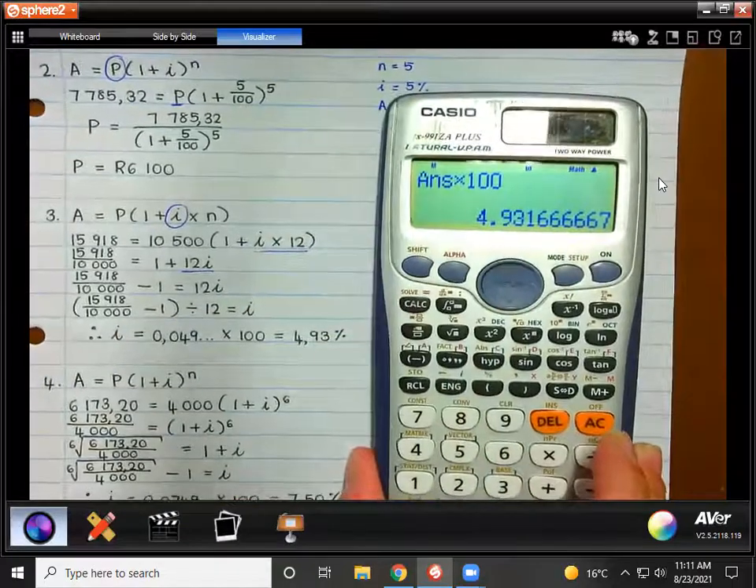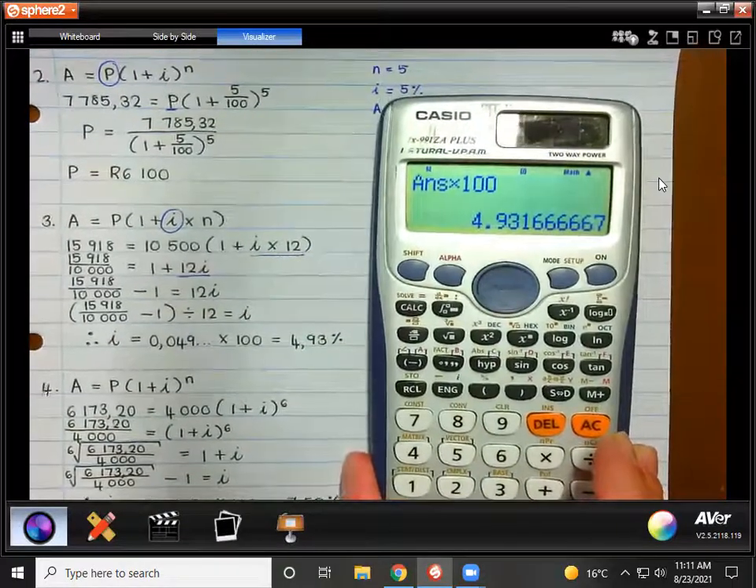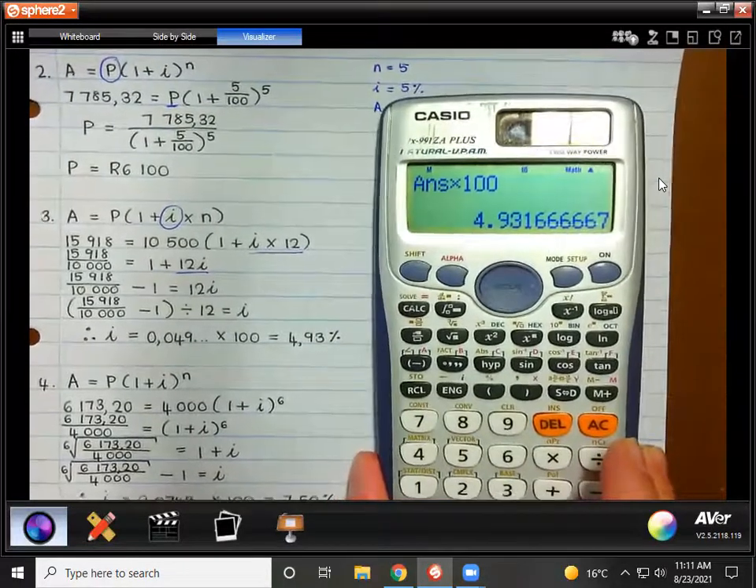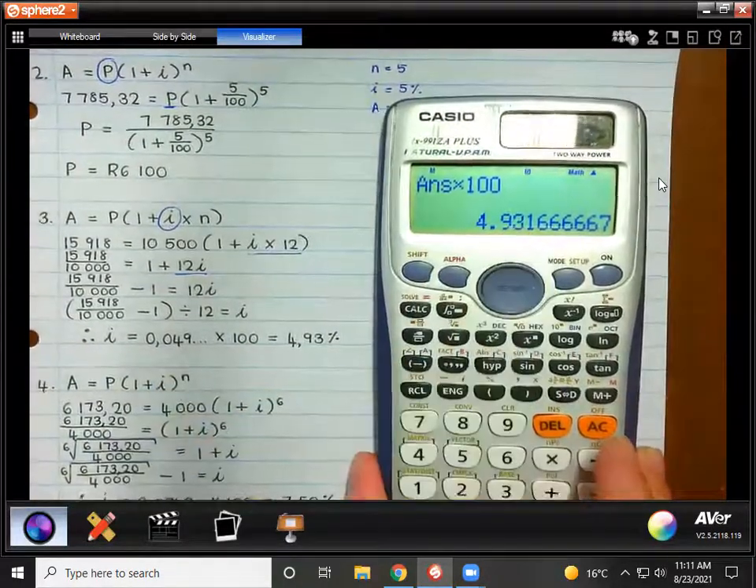You're only allowed to round off your final answer, not in between. If you round off in between, you're going to lose marks for doing that. So, 4,93%.